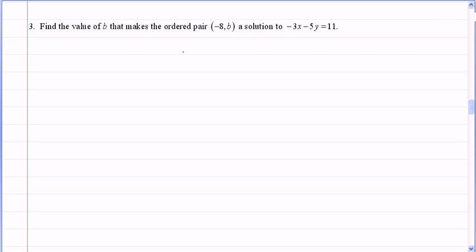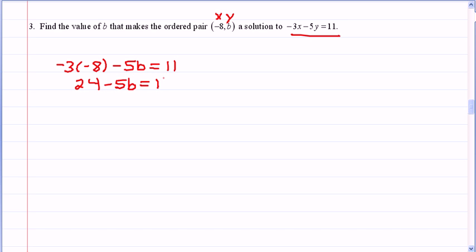For number 3, find the value of b that makes the ordered pair negative 8, b a solution to negative 3x minus 5y equals 11. So very similar to the last two examples, I'm going to place negative 8 in for x and b in for y. And I'm going to take my equation of negative 3x minus 5y equals 11 and substitute negative 8 in for x, b in for y, and I'm going to solve for b. So I get 24 minus 5b equals 11.